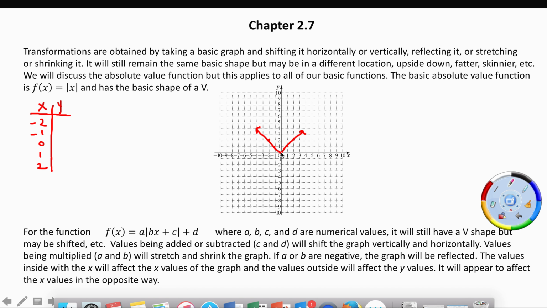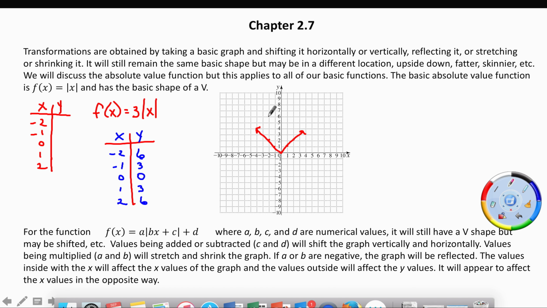Okay, let's see what happens if we have a number being multiplied as opposed to added. So what if we had 3 times the absolute value of x? Well, let's try this. Let me change colors. Now let's try our basic points again. Absolute value of negative 2 is 2 times 3 is 6. Absolute value of negative 1 is 1 times 3 is 3. Absolute value of 0, 3 times 0 is 0. 3 times 1, 3 times 2, and I get these points.